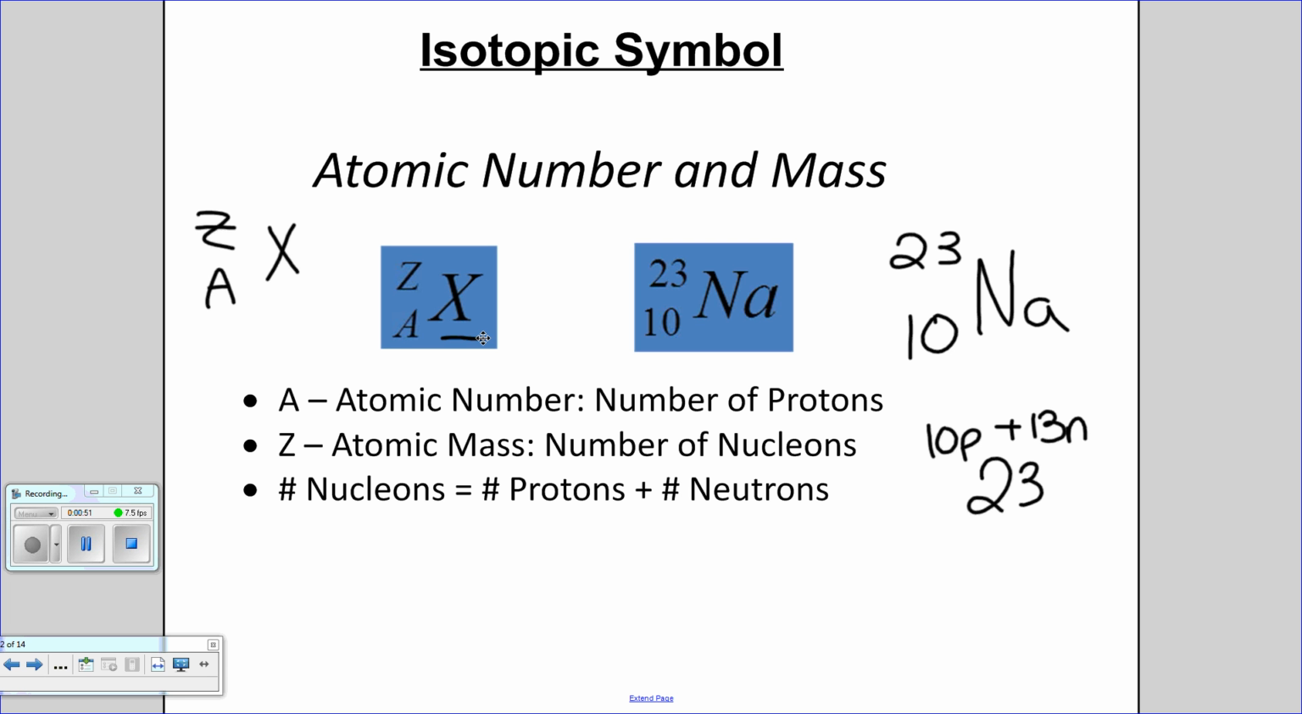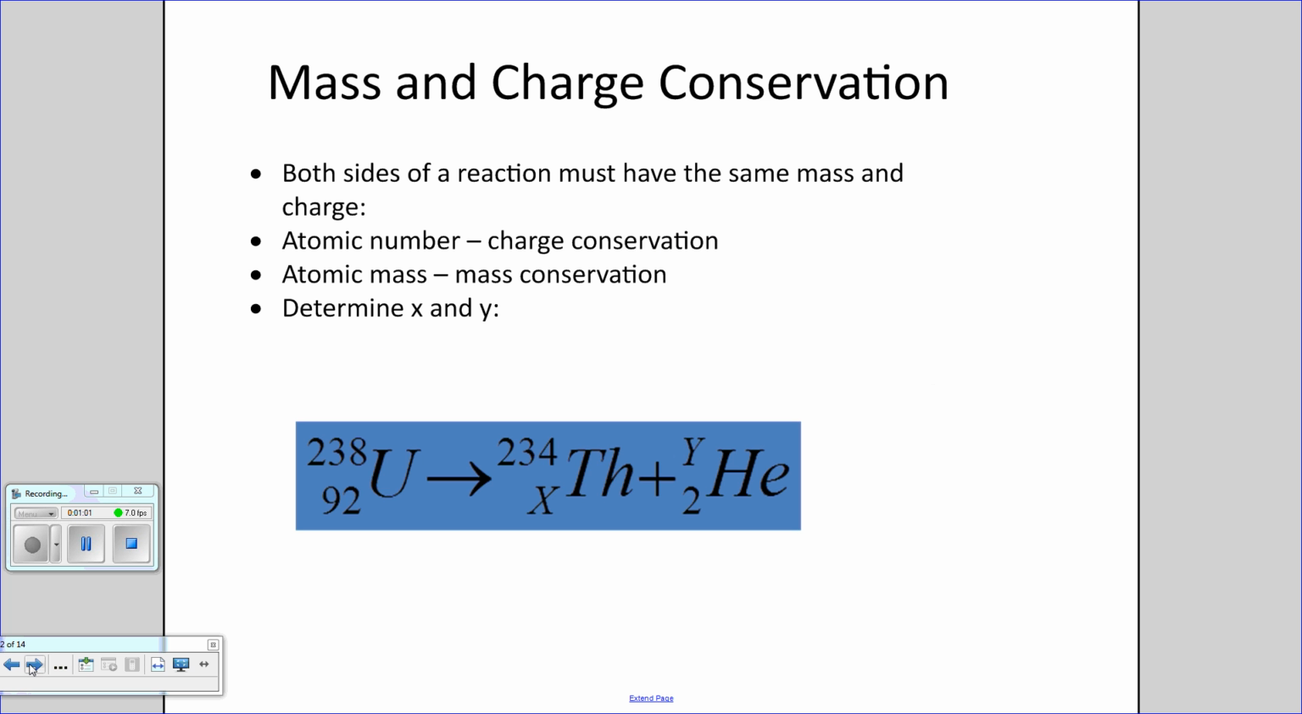All right, physics, we love conservation. We have another conservation here, conservation of mass and conservation of charge. Both sides of the reaction must have the same mass and the same charge, which basically means that your atomic numbers, A, must be the same on both sides, and your atomic mass, Z, must be the same on both sides. So for this reaction down here, the arrow is your breaking off point.